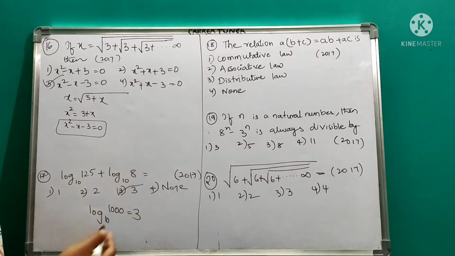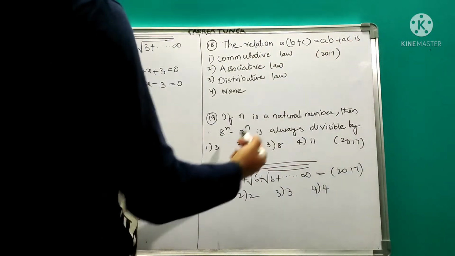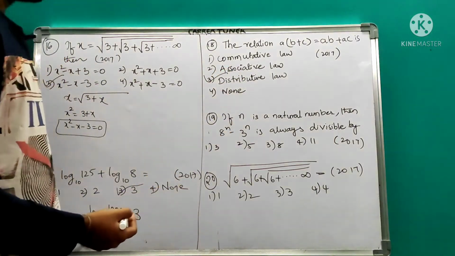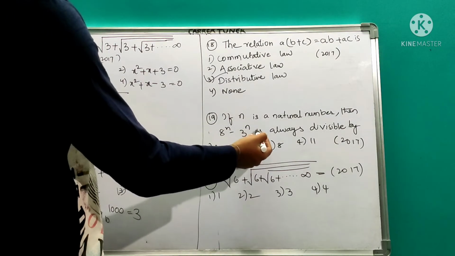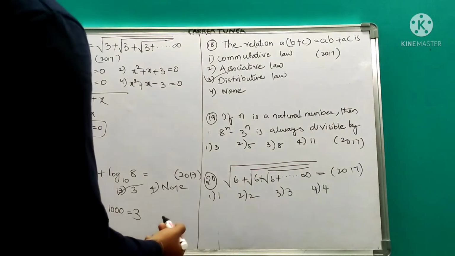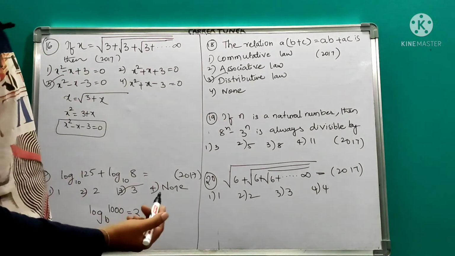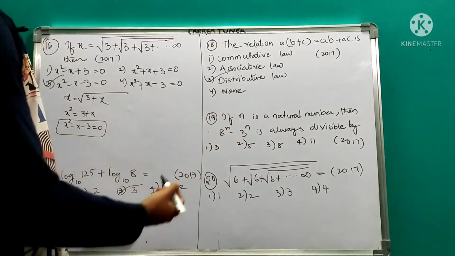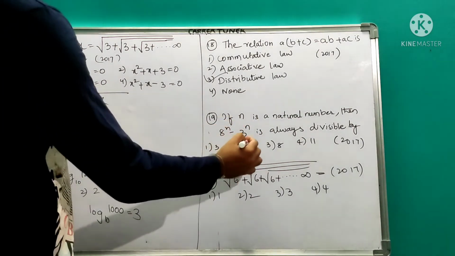Next. The relation a of b plus c is equal to ab plus ac. It is given by the distributive property directly. It's a direct question. Next, if n is a natural number, then 8 power n minus 3 power n is always divisible by what number? That is our question. Simply put n is equal to 1. It's a natural number, right? So 8 power 1 minus 3 power 1, so 8 minus 3, that is nothing but 5.